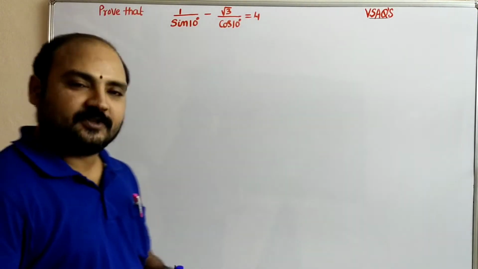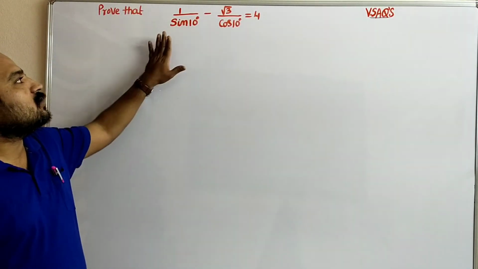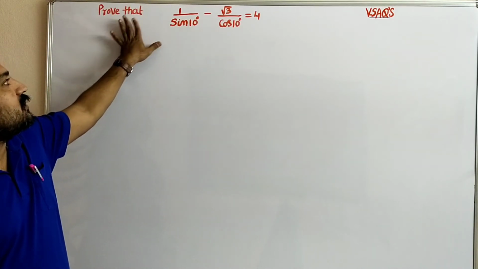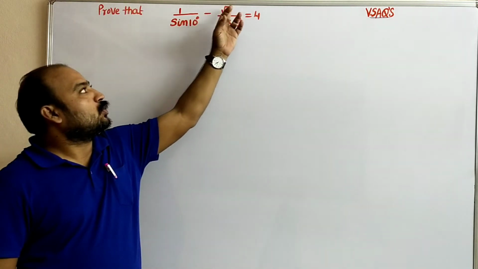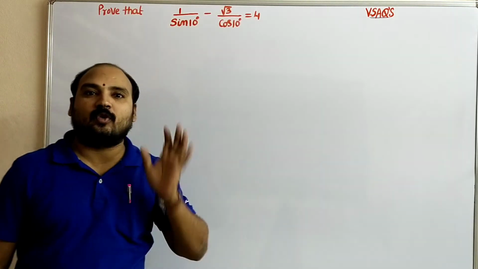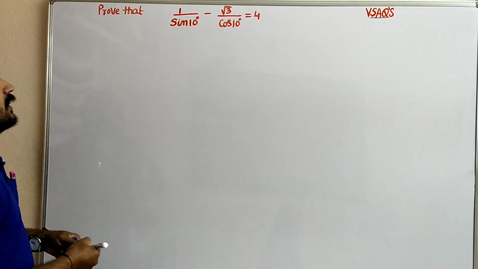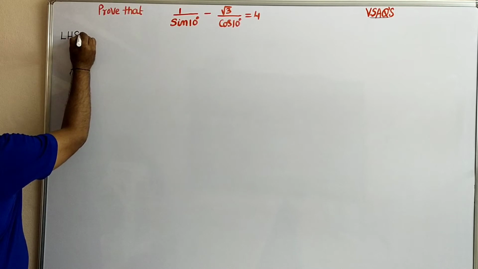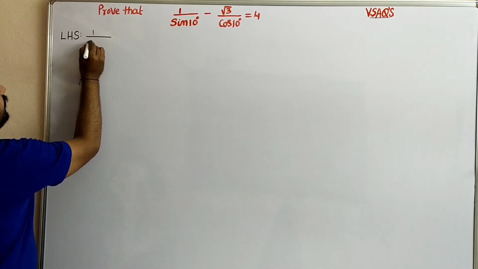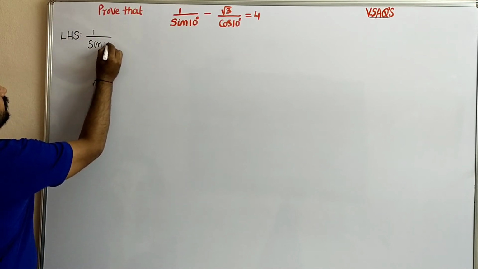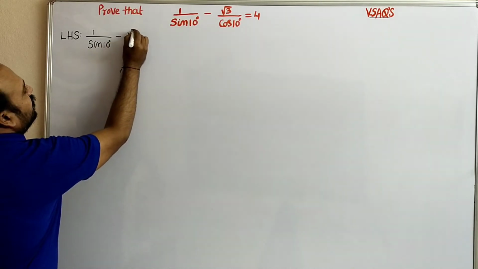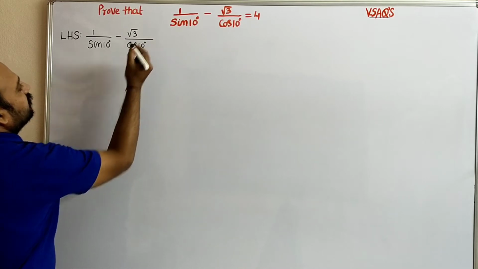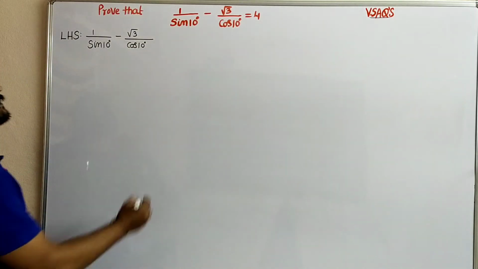The next question is very important. Sometimes they ask it for 2 marks, sometimes for 4 marks. Prove that 1 by sine 10 degrees minus root 3 by cos 10 degrees equals 4. See, first consider LHS: 1 by sine 10 minus root 3 divided by cos 10. Take LCM.